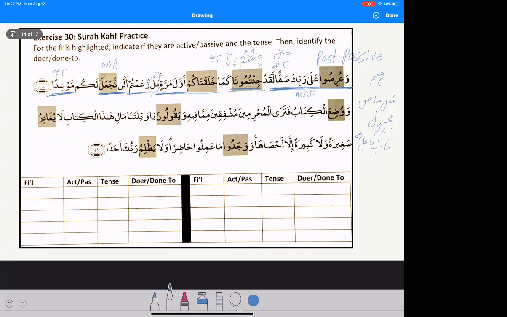Ustaza, I have a question here. Is this allan a combination of an and lan or what? No. This a is a question. So this a is harfu istifham. And lan, we know this is harfu nasbil mudari. And naj'ala, we're going to say fi'lun mudari'un mansubun because of lan. And lakum is our MBF, and mau'idan is our maf'ulun bihi. Okay, next one. Wawudi'al kitabu.